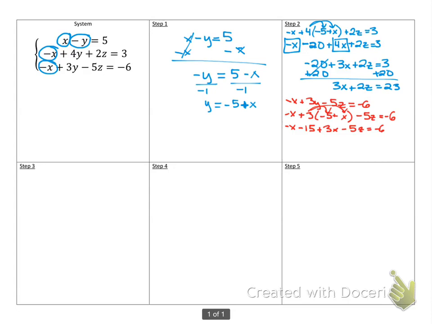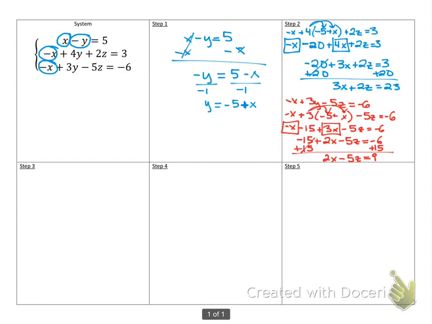Then again, we need to combine our like terms. We have a negative x and a positive 3x. We didn't touch the negative 15, so we write it again. Plus 2x minus 5z equals negative 6. Add 15 to both sides, because we want those constants on that side. So that's 2x minus 5z equals 9. And there we have it. We have the blue equation and the red equation.